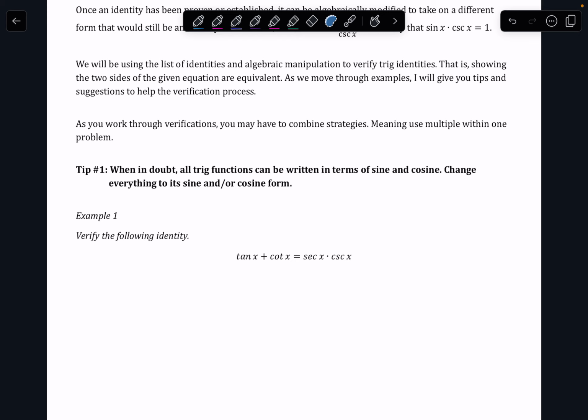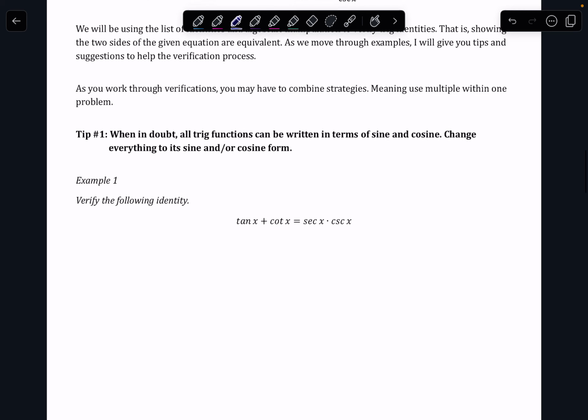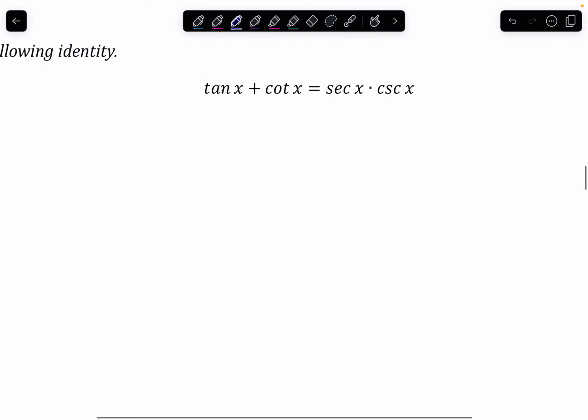The first thing: what we're trying to do is show that the two sides are the exact same by manipulating them using that list of identities that we were given at the beginning. So tip number one is, when in doubt, all trig functions can be written in terms of sine and cosine. If you don't know where to start, change everything to its sine or cosine form.